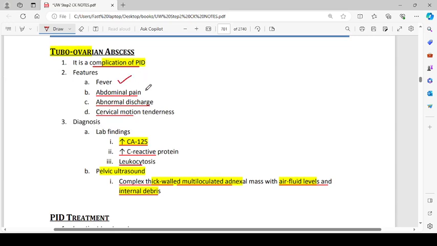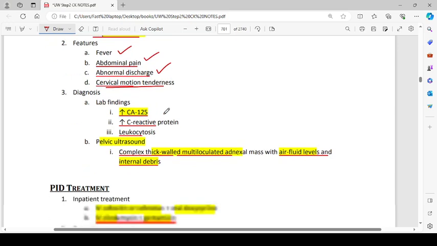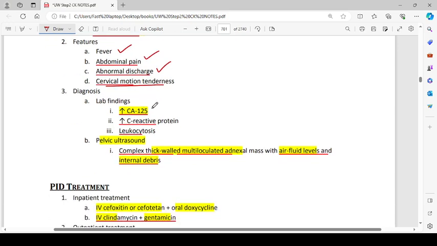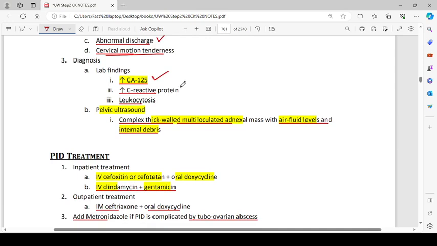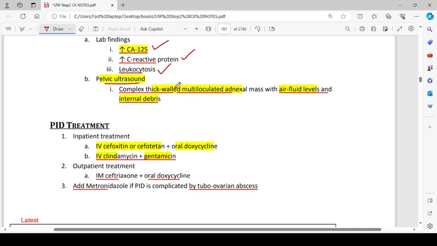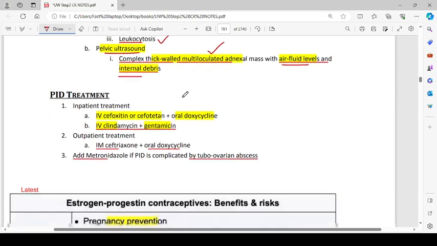Tubo-ovarian abscess. It is a complication of pelvic inflammatory disease. Features are fever, abdominal pain, abnormal discharge, cervical motion tenderness. Diagnosis: lab findings include increased CA125, increased C-reactive protein, and leukocytosis. Pelvic ultrasound shows complex, thick-walled, multi-loculated adnexal mass with air fluid levels and internal debris.